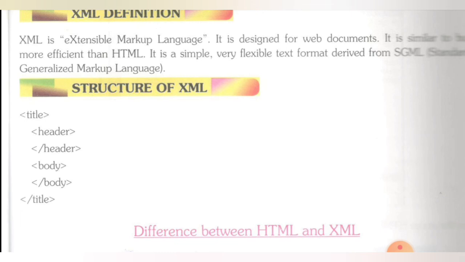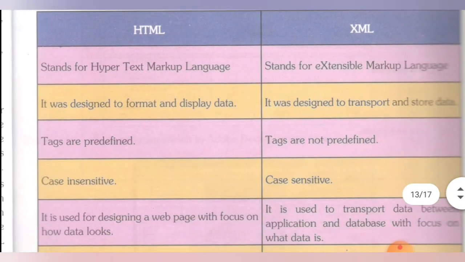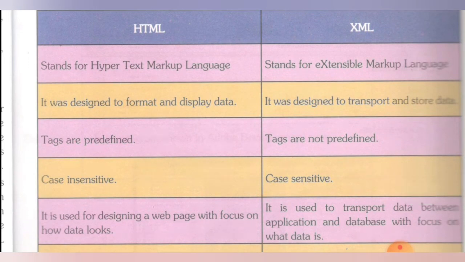Now you can see the difference between HTML and XML. HTML is the hypertext markup language. XML is the extensible markup language. HTML is designed to format and display the data. But XML is designed to transport and store data. We can transport data from one place to another, and it is also used to store the content. Tags are pre-defined in HTML. What is meant by a tag? That is enclosed by angular brackets. All the tags are pre-defined in HTML, but in XML they need not be defined.